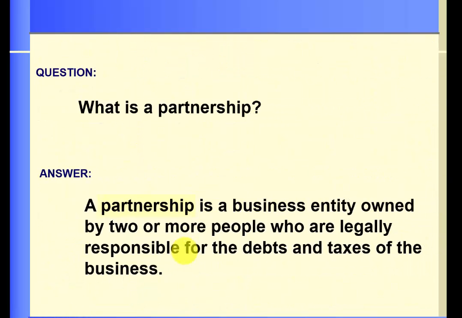Okay, then we go here to what's a partnership. It's a business entity, once again, owned by two or more people who are legally responsible for the debts and taxes of the business. So again, it's the people that are responsible, not the business. When you get a license with the state of Washington for a partnership, it's just a name that you can do business under, but the bottom line is the partners are responsible for those debts.